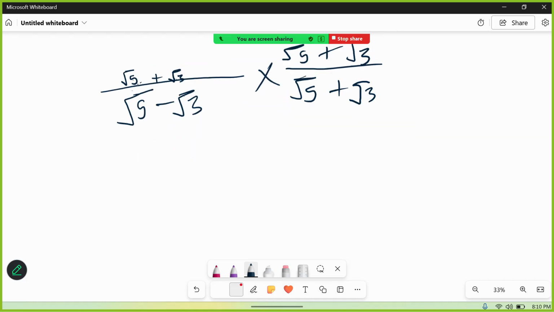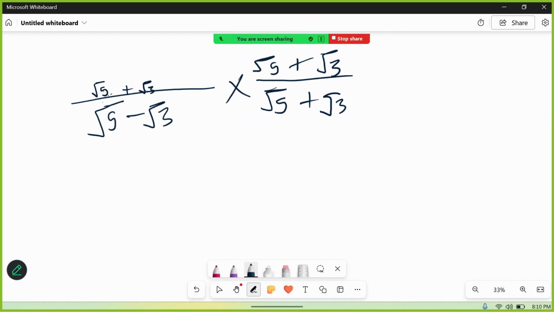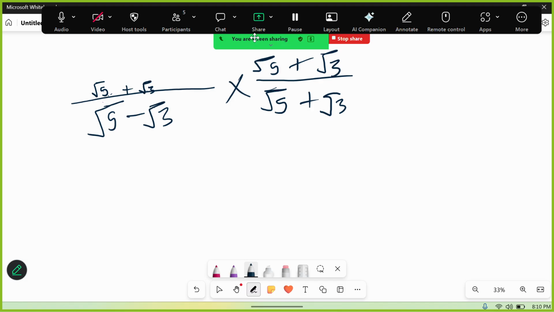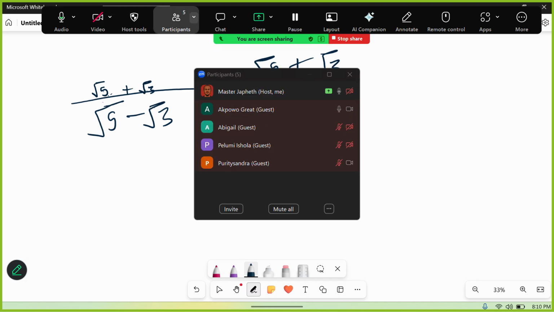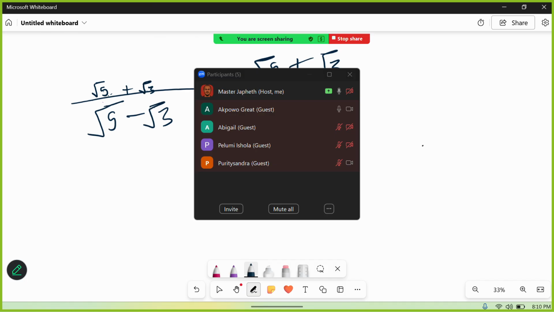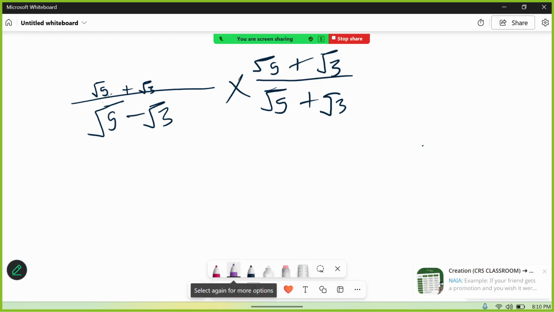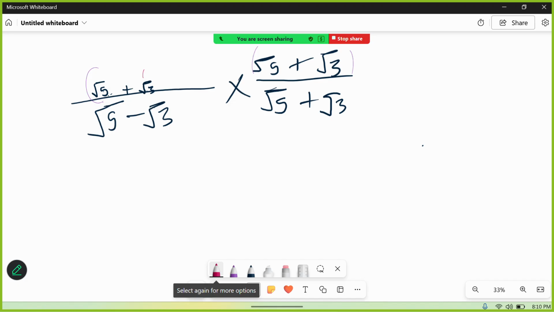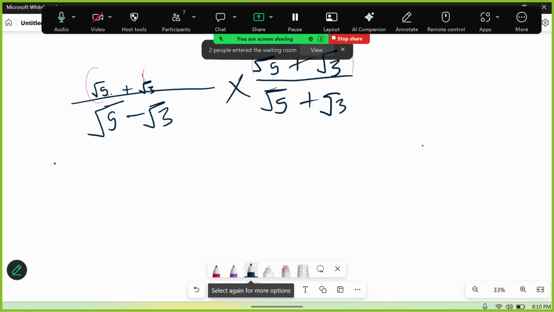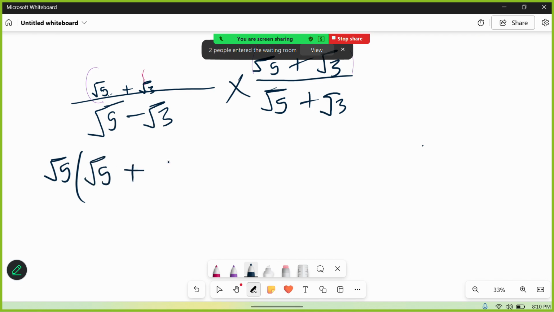Okay. Now the next thing is, I said multiplying it. I just hope every other person joining is following. I said multiplying it is the next thing to do. Now to multiply this, I said use this one, which is in red, and multiply everything here. So let's do that again. I said root 5, multiply everything here. That is root 5 plus root 3.